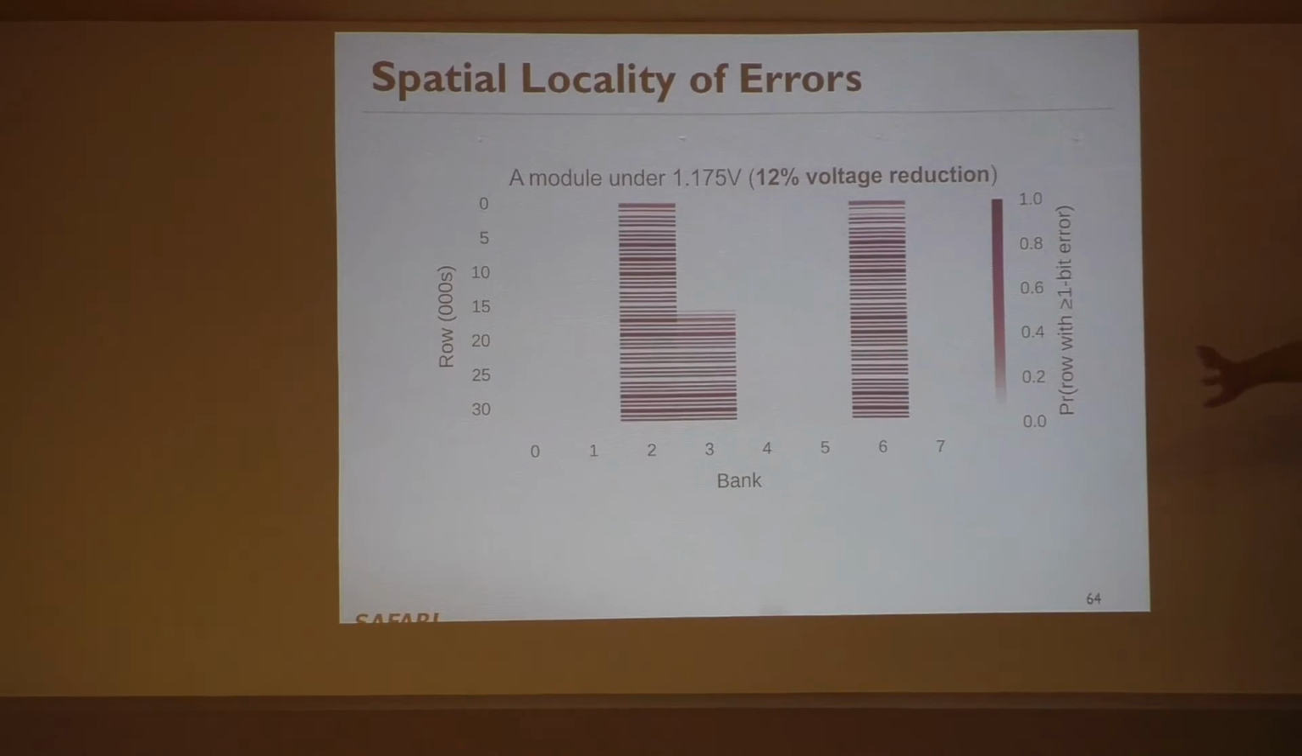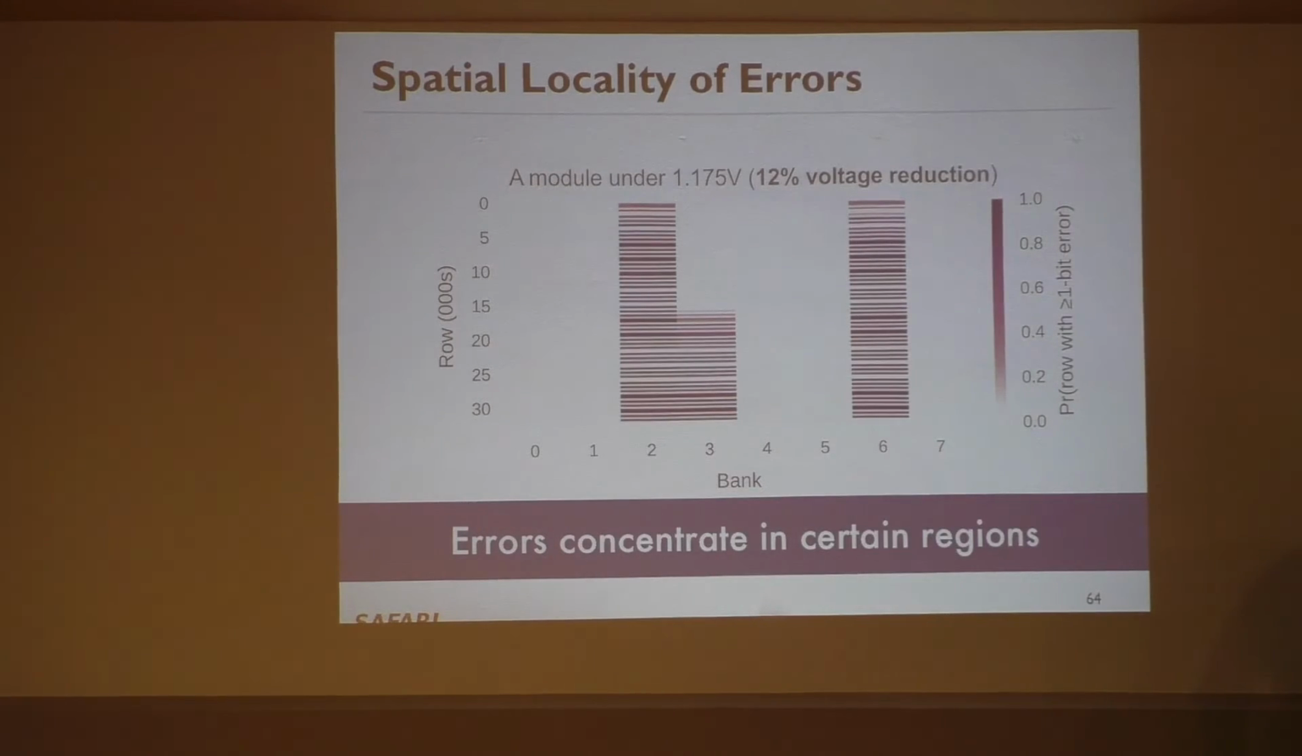Since you asked that question, what is the granularity? This shows nicely. When you reduce the voltage, you get some banks that have no errors, some banks that have a lot of errors. And even within the banks that have a lot of errors, you see that there's some variation, right? Granularity is at the row level in this case. So you can take advantage of this also, because errors concentrate on some regions.